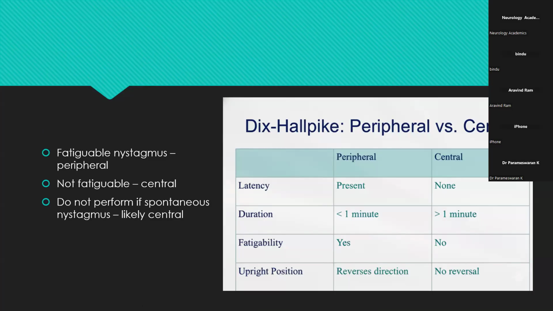Other features that are different between the peripheral and central vestibular nystagmus is the duration. Peripheral vestibular nystagmus usually will last less than 1 minute, and it will be more than 1 minute in central vestibular nystagmus. And there is a latency that is present with peripheral vestibular nystagmus. However, that is not seen with central vestibular nystagmus.